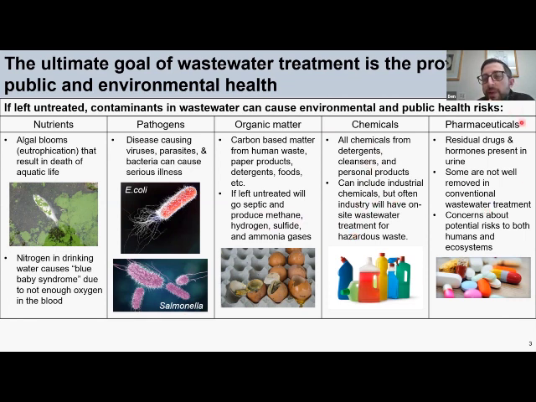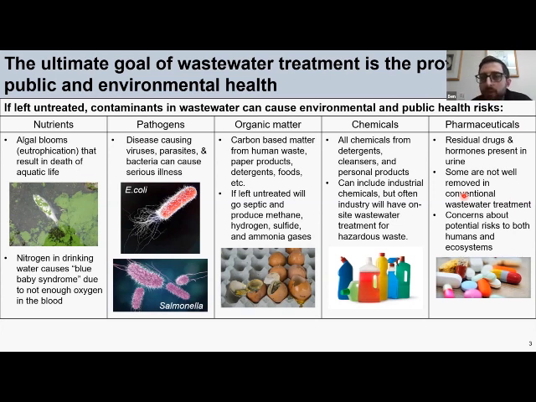And then finally, pharmaceuticals. So this is sort of a newer area of study where we're starting to see that a lot of these drugs that we're taking in, hormones that are coming out of us in our urine, are not well removed in our wastewater treatment plants. And then they're accumulating in the environment. And there hasn't really been a solid conclusion about this yet, but it's an ongoing area of concern.